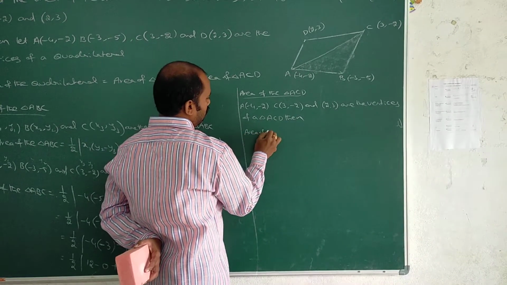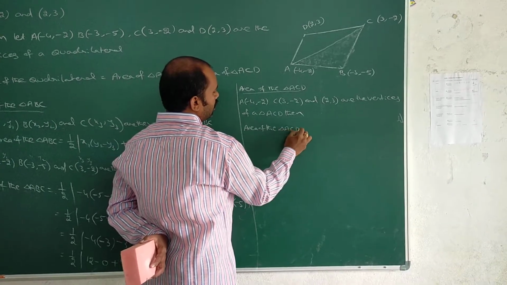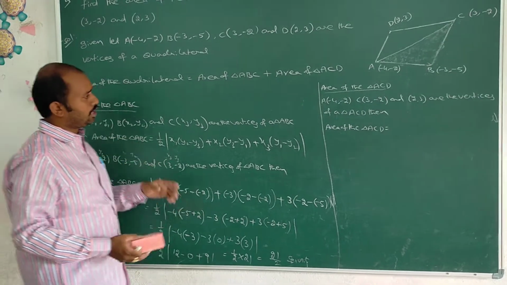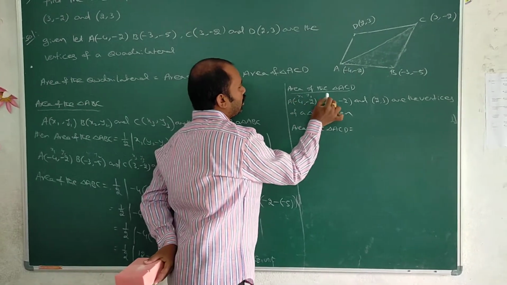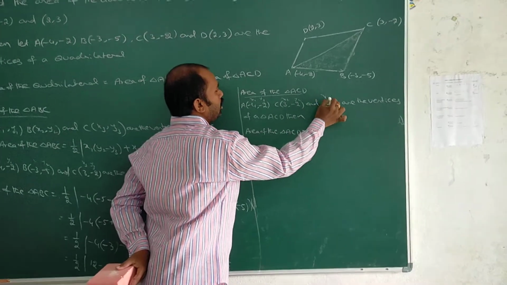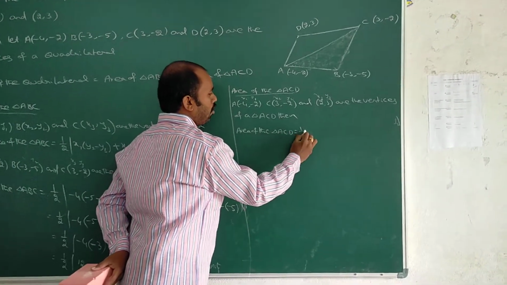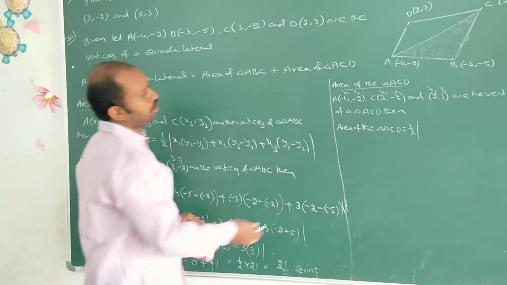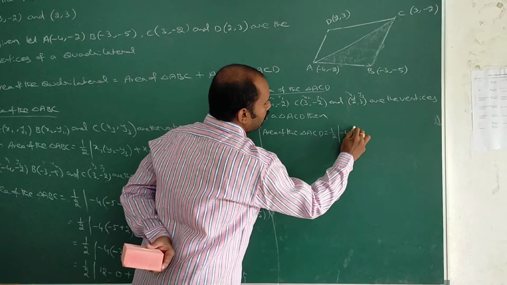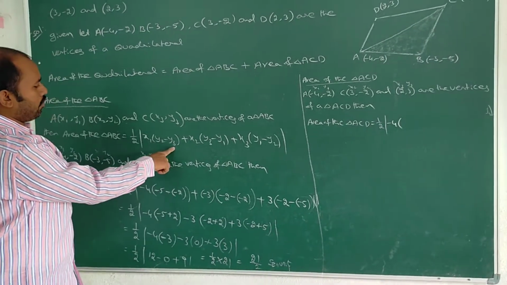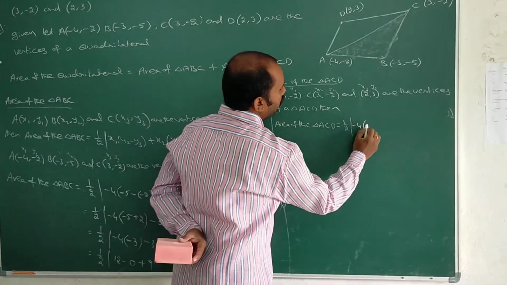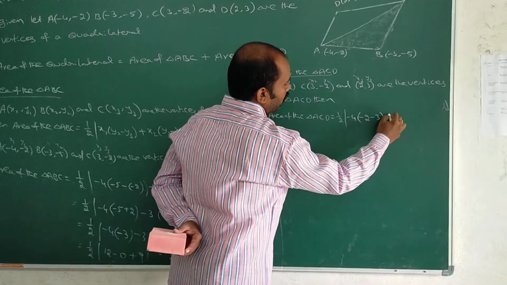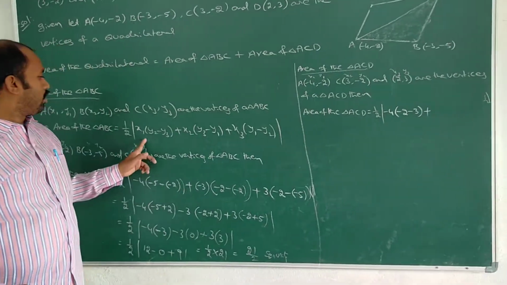Then the area of the triangle ACD. Already you know that formula. First vertex x1 y1, second vertex x2 y2, third vertex x3 y3. Now substitute into the formula: half of modulus of x1 into y2 minus y3. Here x1 is minus 4, into y2 minus y3. You write the y2 value: y2 is minus 2, minus y3, and y3 means 3.